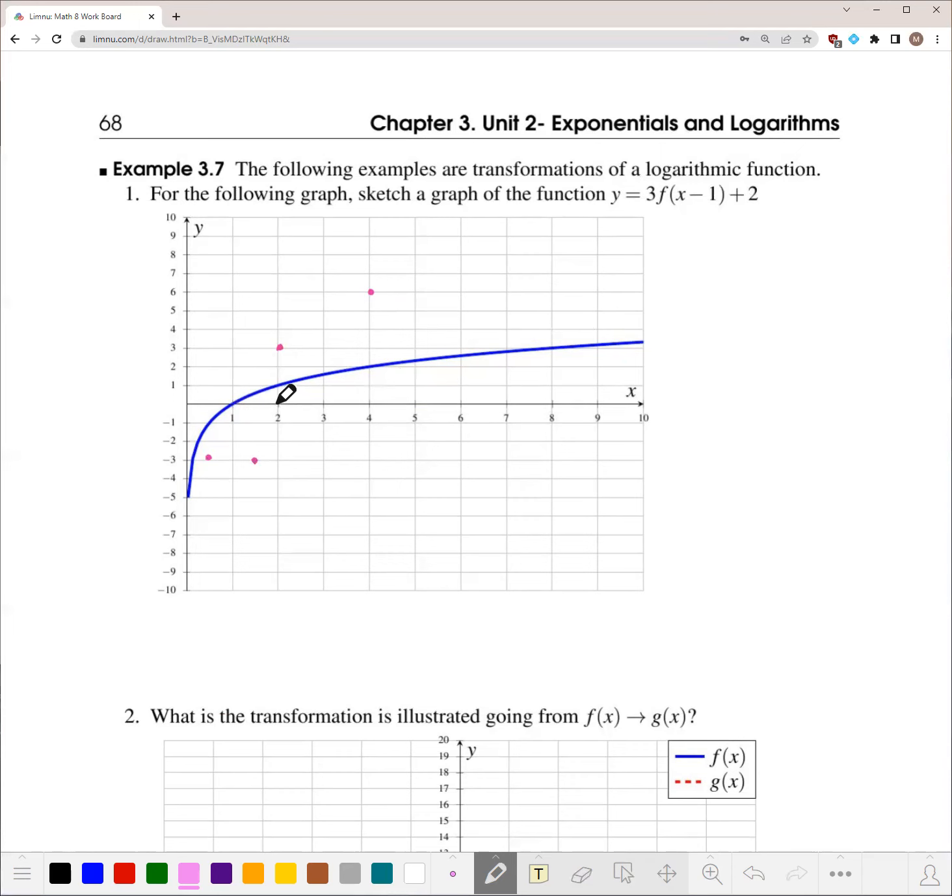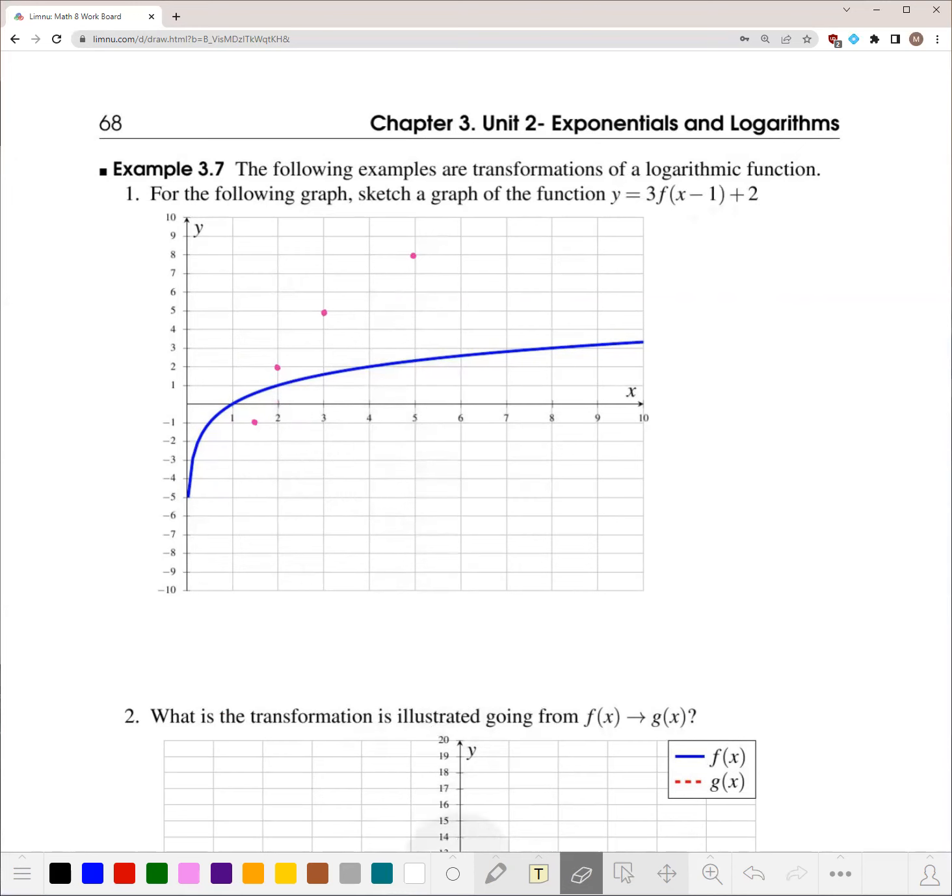This point is going to become here. That point is going to become there and there. So let's write in our translated points we've got now. And then we want to go up. So that's going to go to here. That's going to go to here. That's going to go to here. That's going to go to here. Okay, and now we can do a nice little sketch.